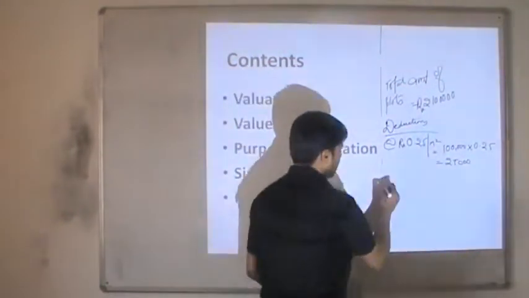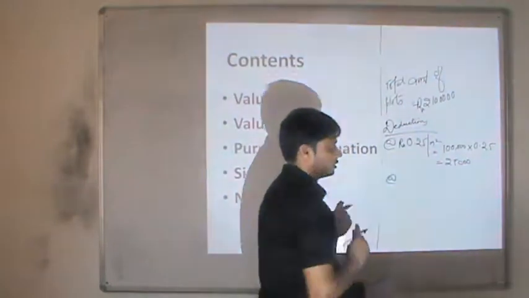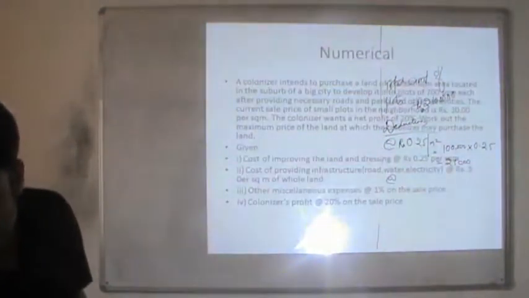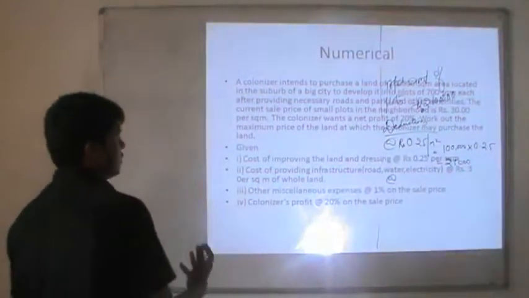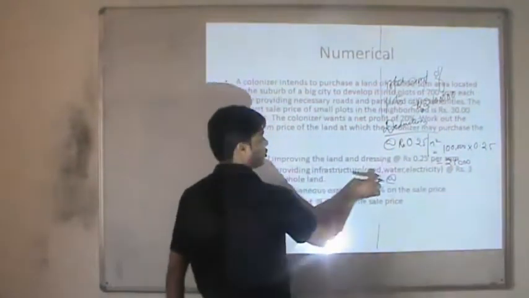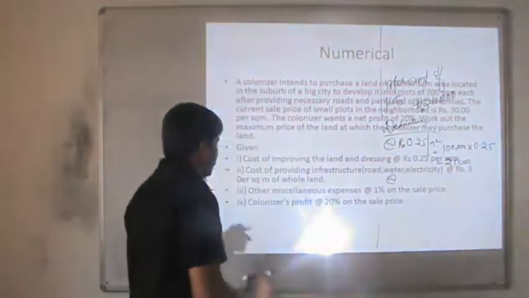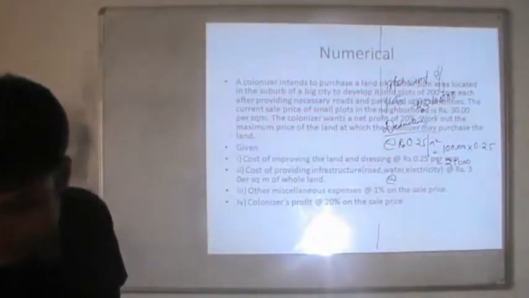And again, the cost of providing infrastructure, which is road, water and electricity, is rupees 3 per square meter.